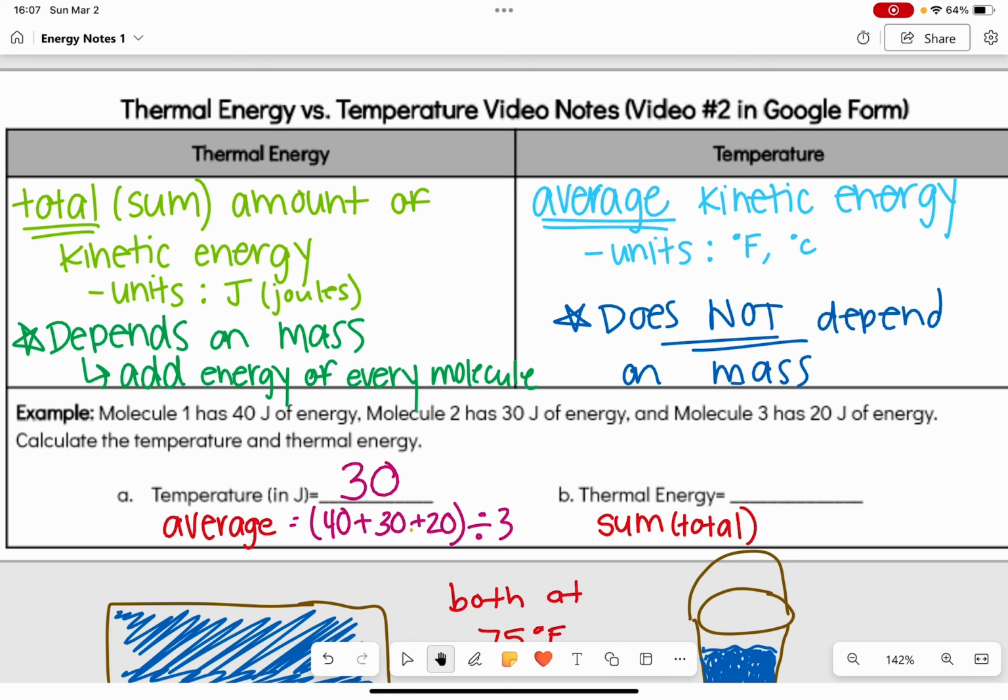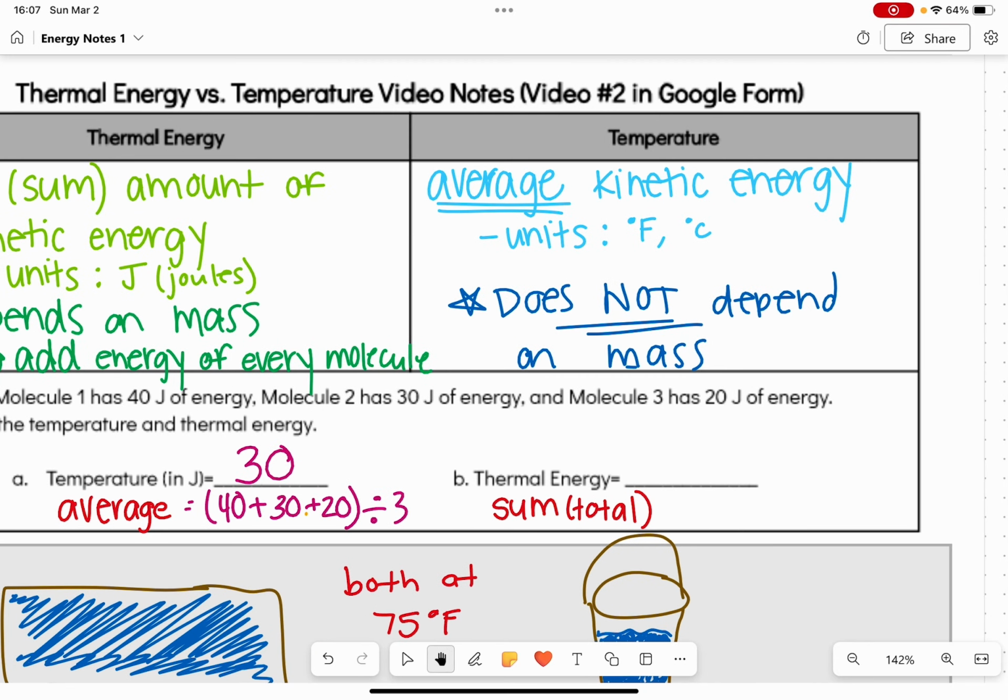On the other hand, thermal energy, we know, is the sum or the total. So we are just going to add it up to get our answer. So 40 plus 30 plus 20 is going to give us 90. So 90 is our thermal energy. As you can see, the way we find them is very different, and that's because they measure different things. One is average, one is total amount of energy.